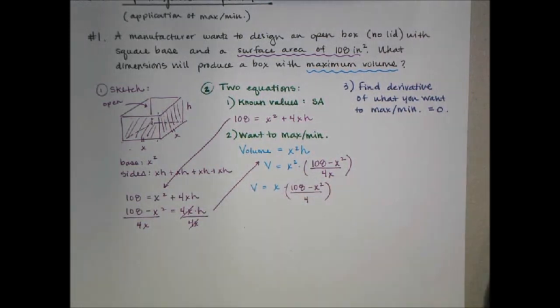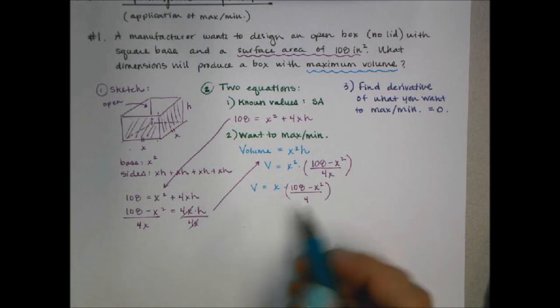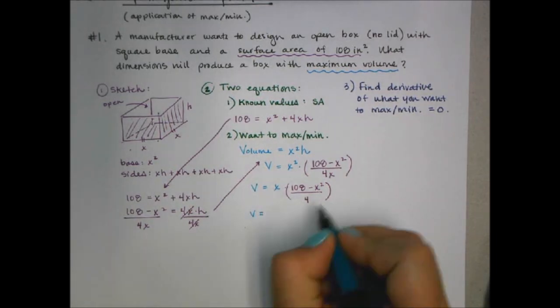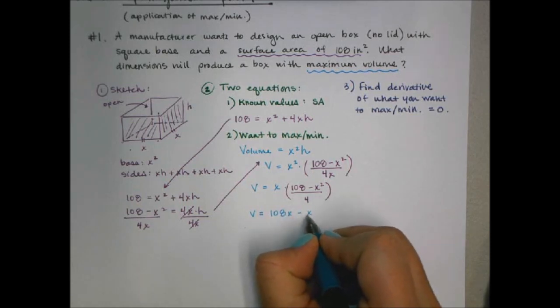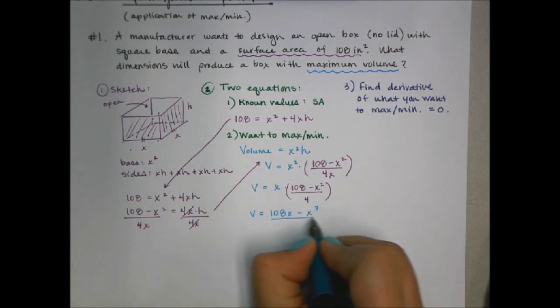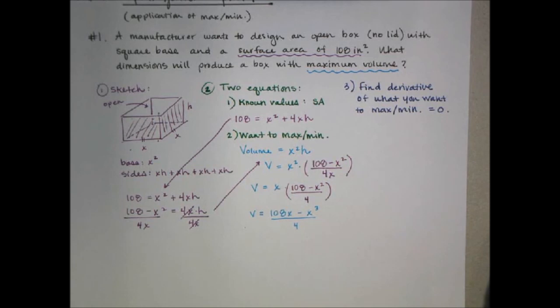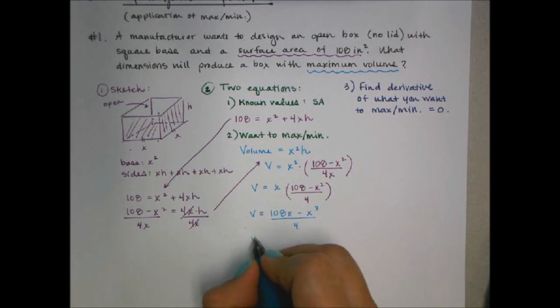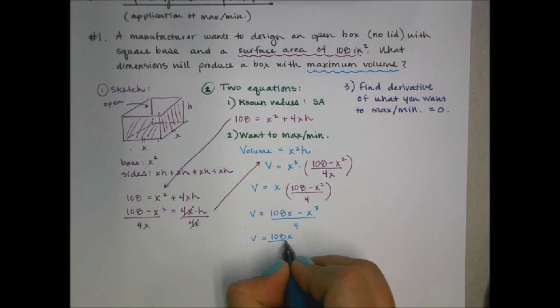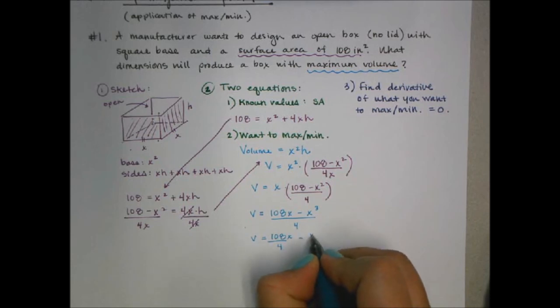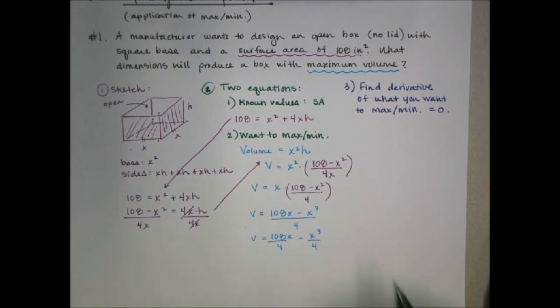And then I can distribute the x. So 108x minus x cubed all over 4. And really, I could just split these up into 2 parts, so I don't have to use my quotient rule. So 108x over 4 minus x cubed over 4. And so we'll use this to take our derivative.